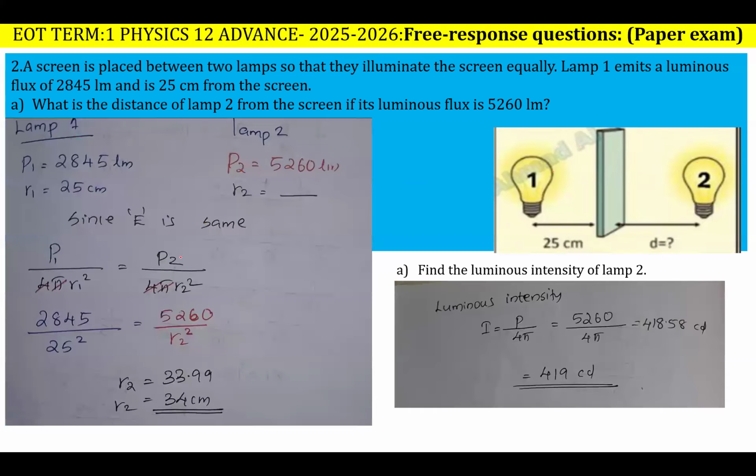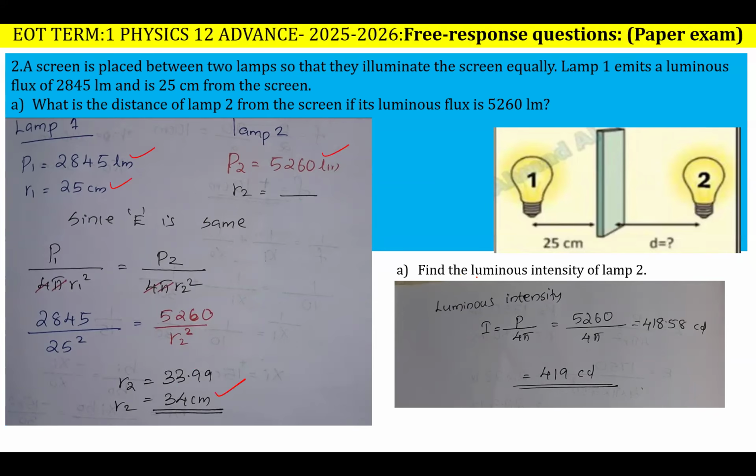So here, the first one, P1 is equal to 2845, and R1 is 25 centimeters. For the second one, R2 is unknown. So when you put it in this equation, P1 divided by R1 square equals P2 divided by R2 square, we will be getting R2 is equal to 33.9934 centimeter.